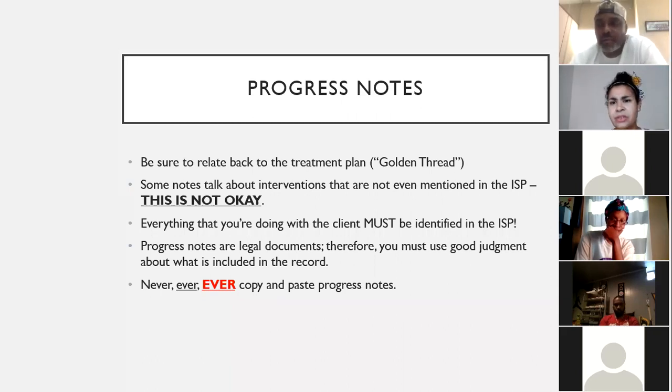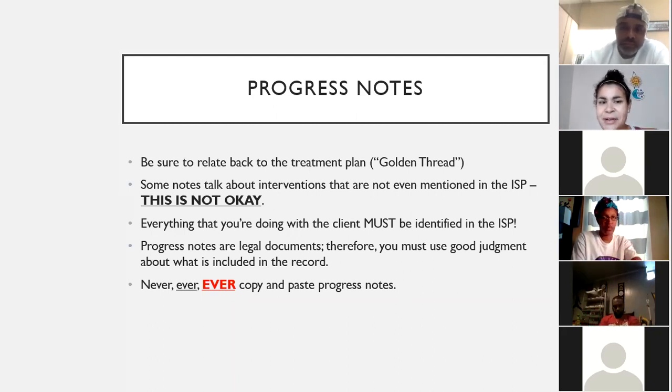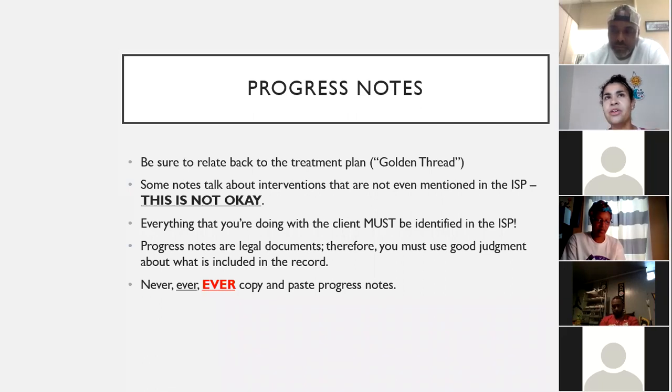Again, your progress notes have to be related back to the treatment plan. So think about that golden thread that we talked about earlier. As I said earlier too, some notes are talking about interventions that are nowhere in the treatment plan. Not okay. Make sure whatever you are doing with the client as an intervention is in the treatment plan. And to be clear too, as we'll see when we look at a sample treatment plan, the interventions are still broad enough that you have a lot of freedom and creativity in how you accomplish an intervention with the client.